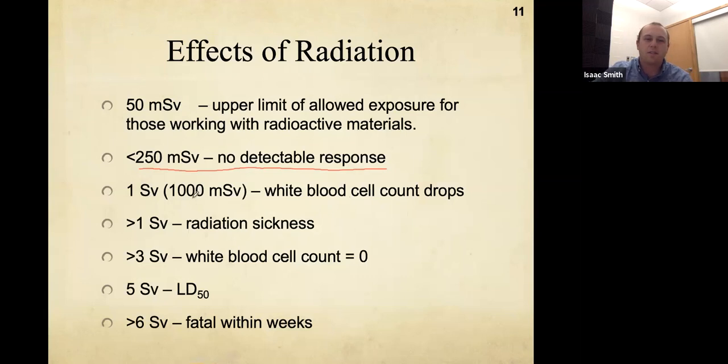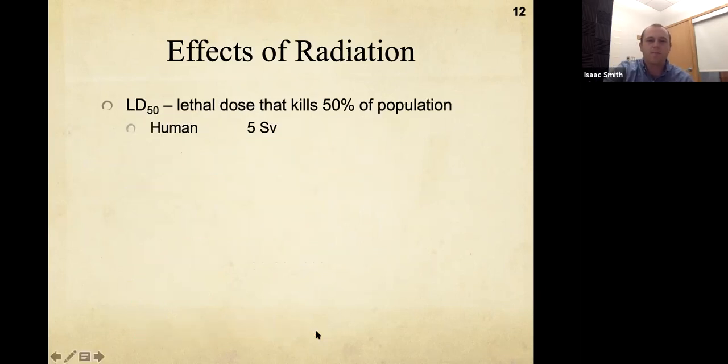So at 1 sievert, so 1,000 millisieverts, you start to see your white blood cell count dropping. Greater than that, you'll start to see radiation sickness. And as you go up from here, we have 5 sieverts, which is the LD50, which we'll talk about on the next slide, but it's the lethal dosage that would kill about 50% of people. And then greater than 6 sieverts, pretty much anybody would die within weeks.